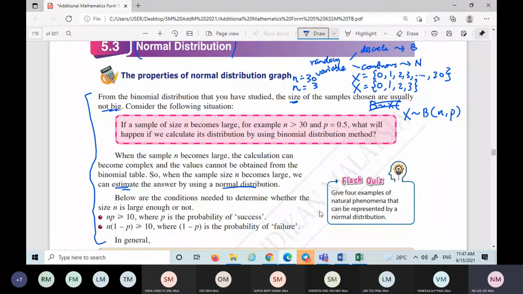Although we explain here, we don't have any questions that deal with this type of example, where it's a binomial distribution but the n is very big, bigger than 30, something like that, and then they want you to use a normal distribution instead of binomial distribution to get the answer.